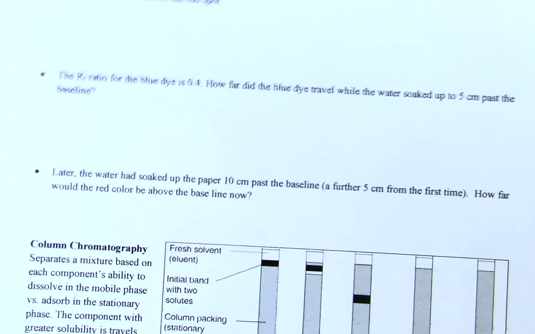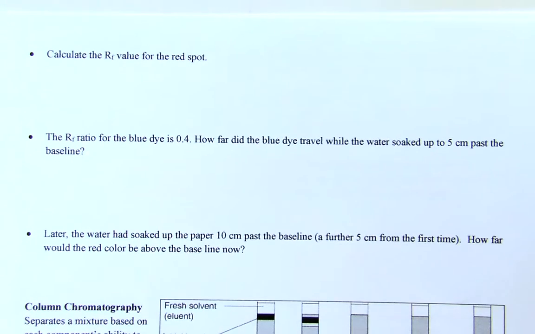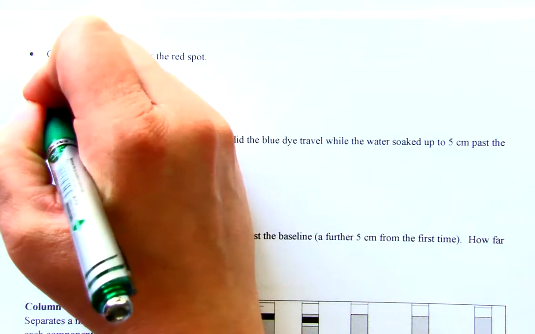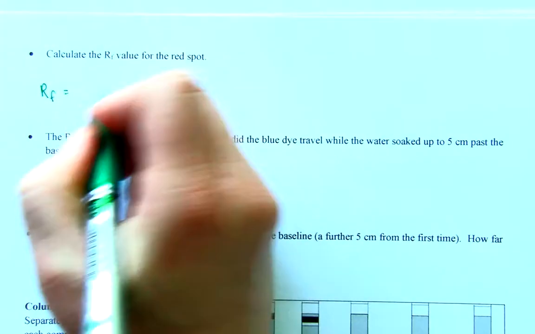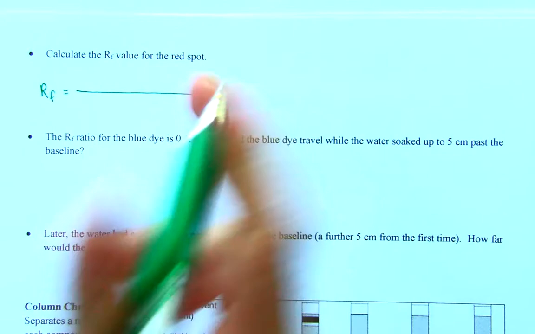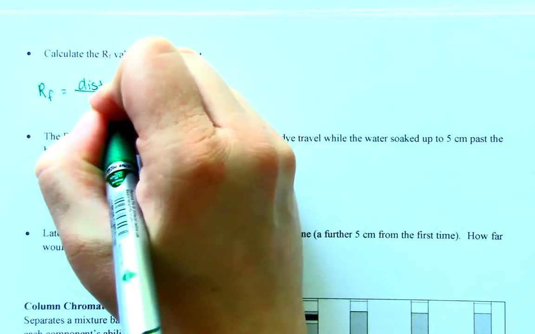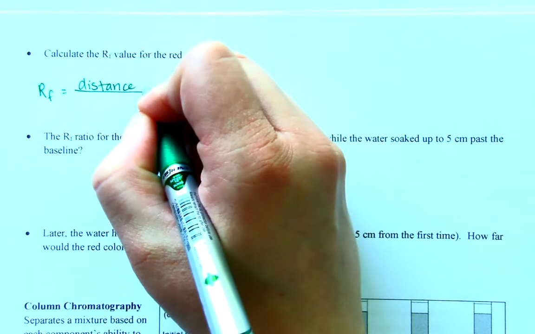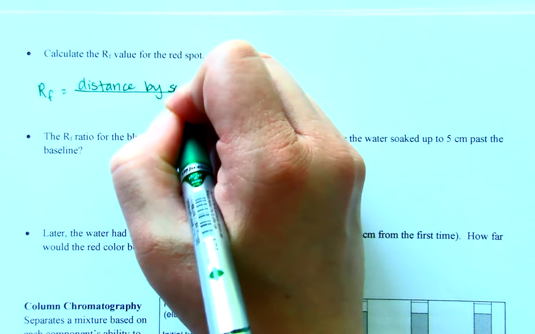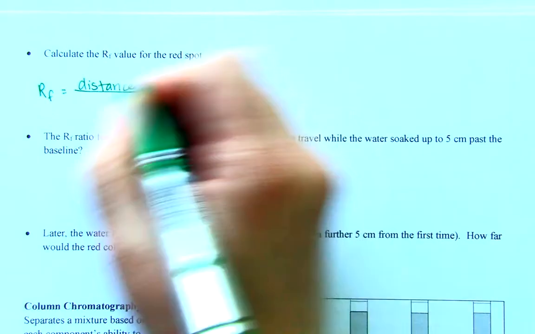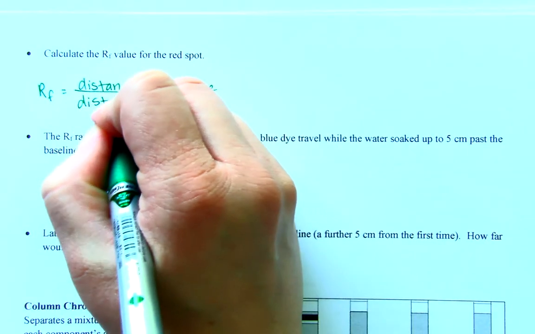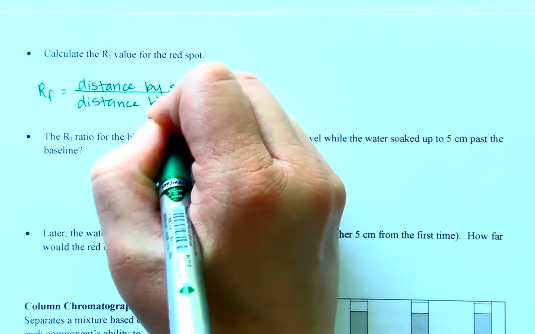Calculate the RF value for the red spot. So the RF value, as you saw in the video, is just a ratio. So RF is equal to the distance traveled by the sample over the distance traveled by the solvent. So distance by sample over distance by solvent.